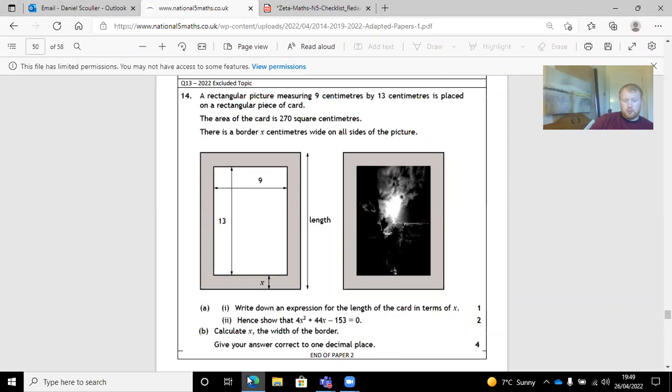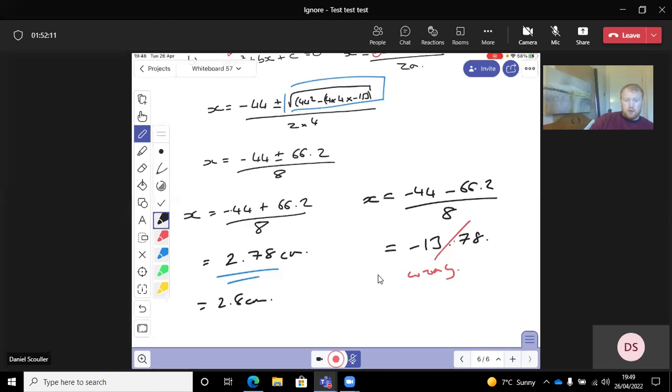Just be careful with things like that. 1 decimal place, 2 decimal places. Okay. If I'd left it as 2.78, I wouldn't get the last mark.